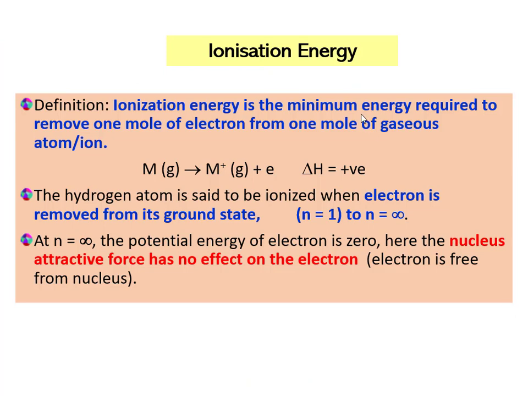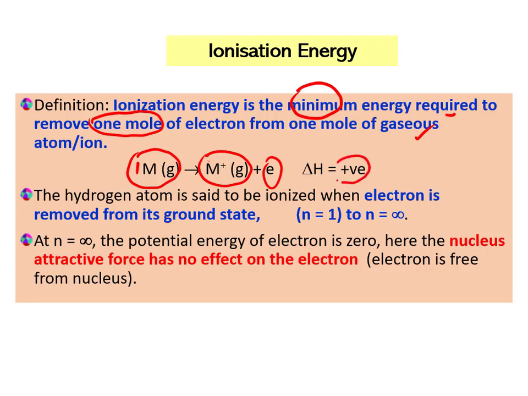Let us look at ionization energy. What is ionization energy? Ionization energy is the minimum energy required to remove 1 mole of electron from 1 mole of gaseous atom or ion. So 1 mole of gaseous atom loses 1 mole of electron to form 1 mole of gaseous ion. Since energy is required, that is why we have delta H, or enthalpy, which is positive joule or positive kilojoule, meaning energy is absorbed.